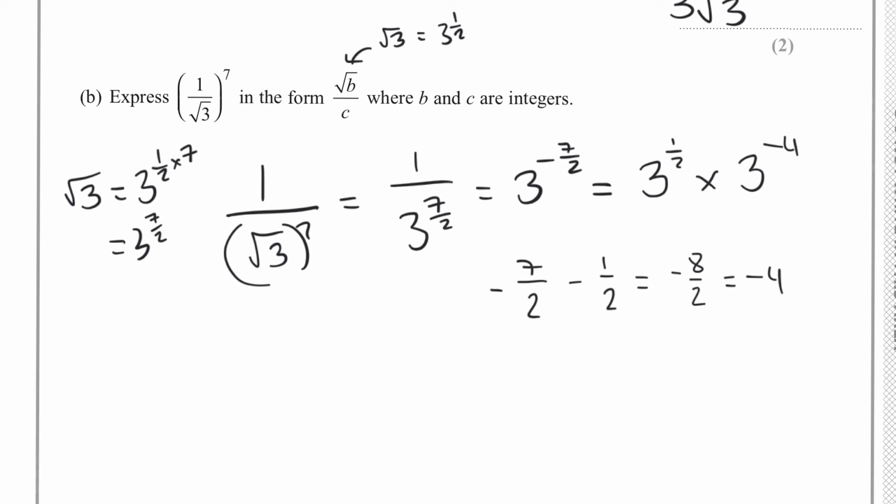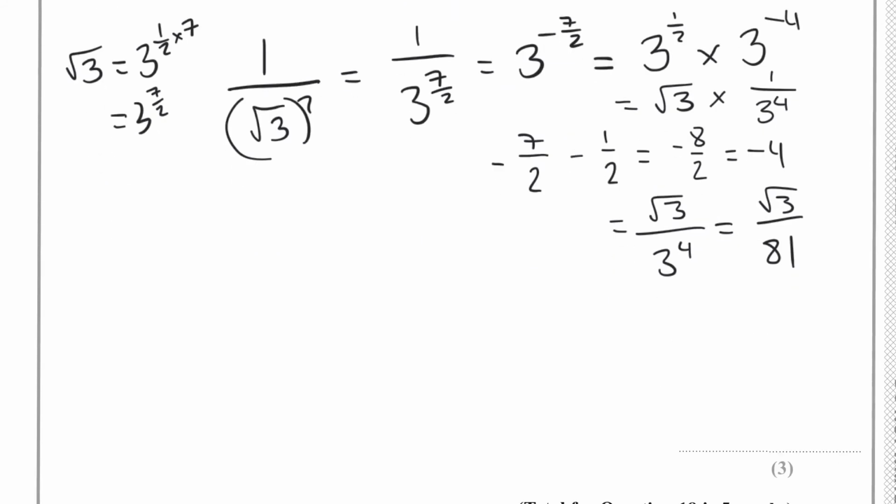Then, in terms of rewriting that, so we've got root 3, because we know 3 to the power of a half is the same as saying root 3. And remember, with negative indices, another way of writing that is 1 over 3 to the power of 4. So now we've got our root 3 over 3 to the power of 4. 3 to the power of 4 is 81, so you've got root 3 over 81.